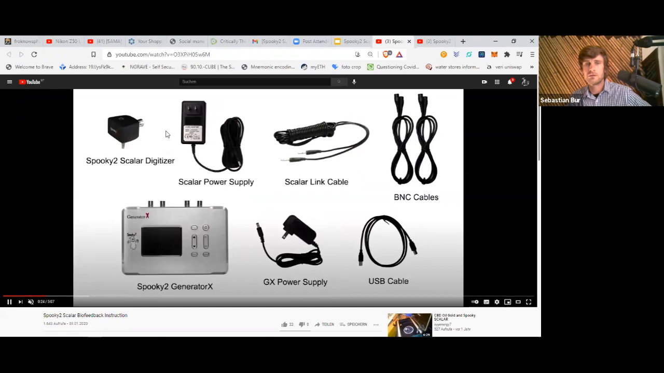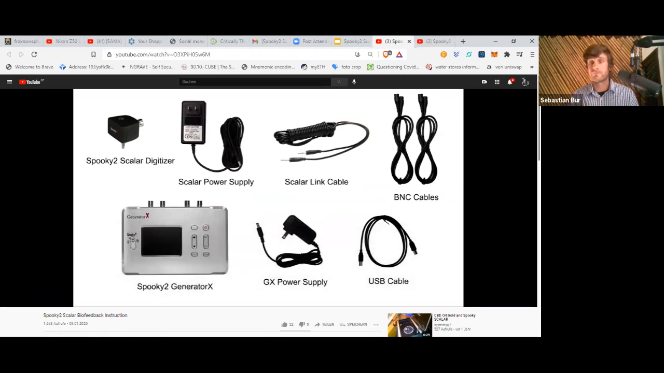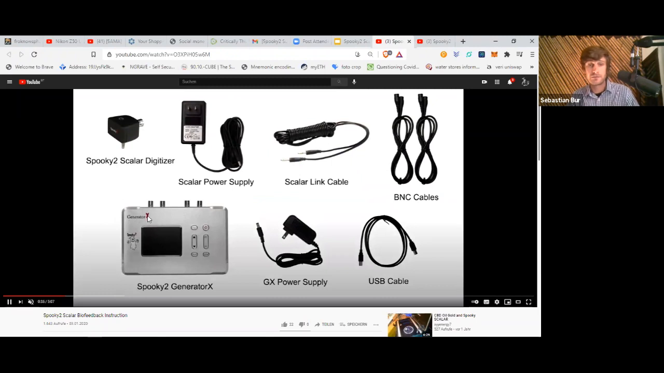Here again is all the parts you need. I think there's a combo that you can buy that includes all these things. So you can have the benefits of running biofeedback scans with the scalar field.